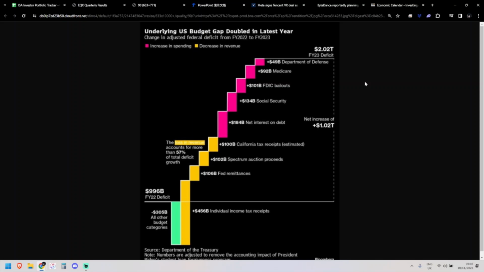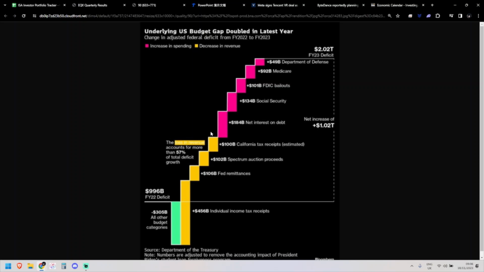I did think this was a really interesting chart just to highlight my bullishness in gold and crypto. This is the US budget deficit. For the full financial year 2022, it was $996 billion, which is rather a lot, but they've shown the difference to this year, and they're looking at $2.02 trillion. And this has largely come from, as you can see, the yellow bars here, reduced revenue.